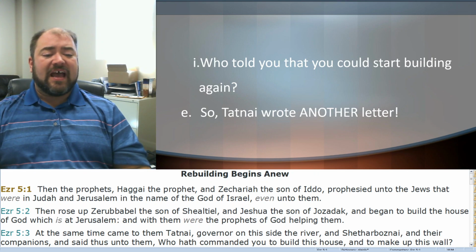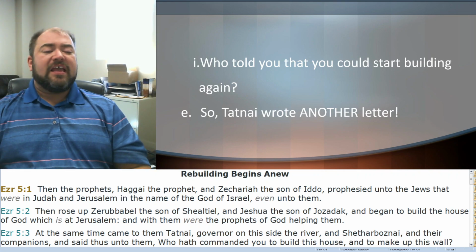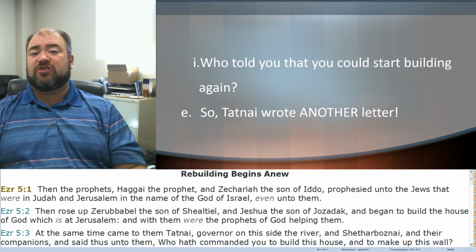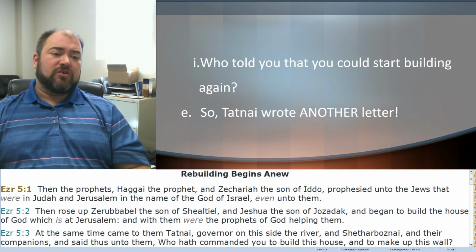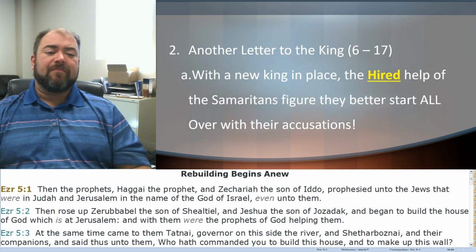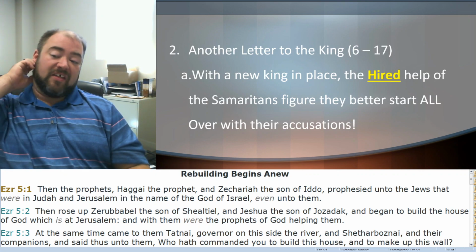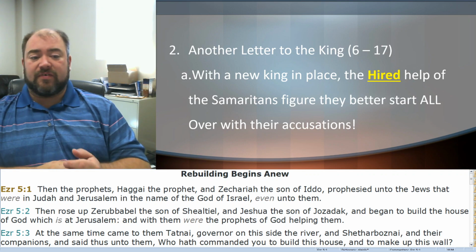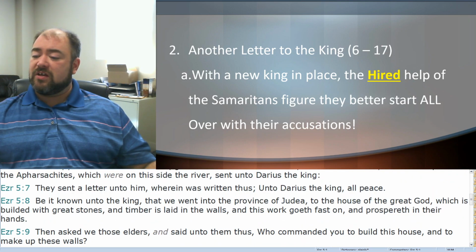And so Tatnai, if I'm saying that right, I'm probably not, this is one of the hired help of the Samaritans. He begins to write another letter. He's going to write another letter unto the king. And so that's what verses 6 through 17 are about, the latter half of chapter number 5 here. Let's look at just a couple of these.